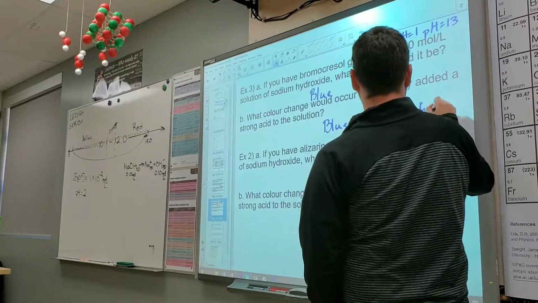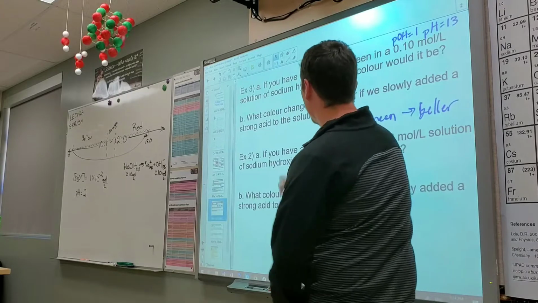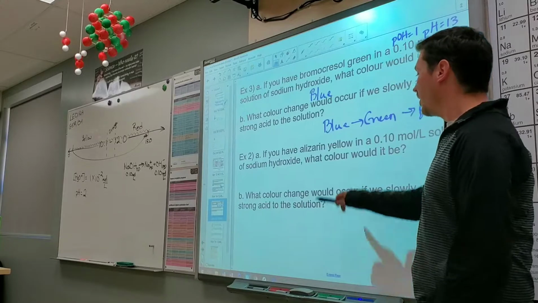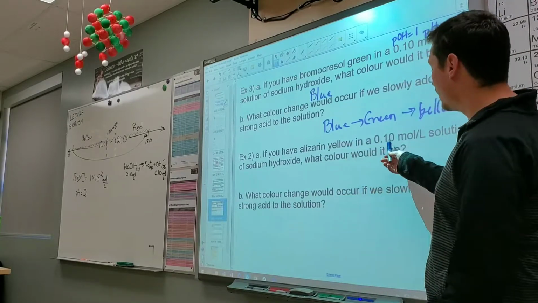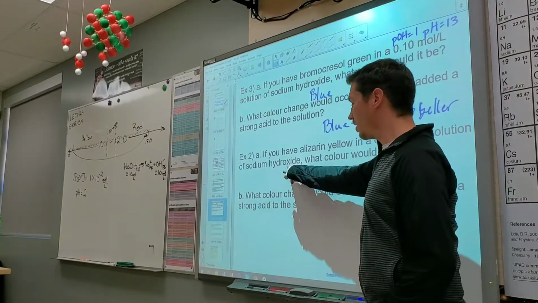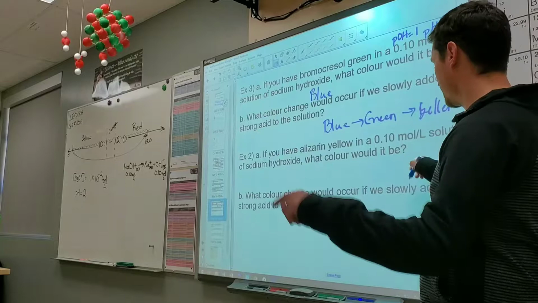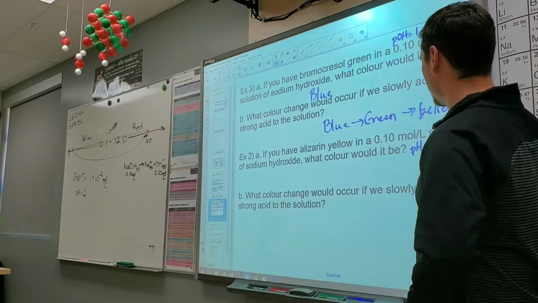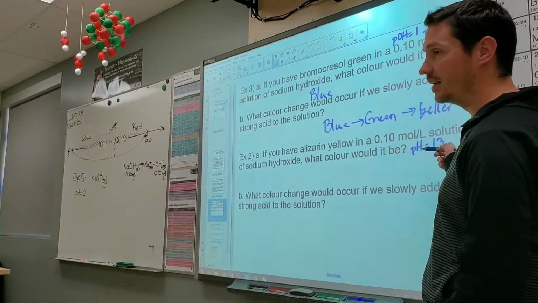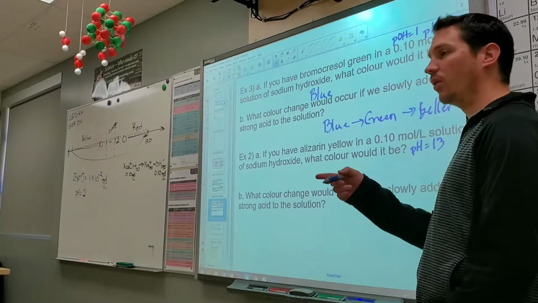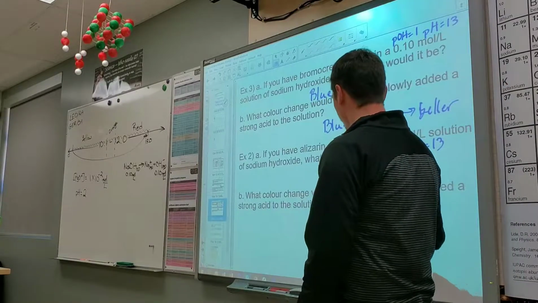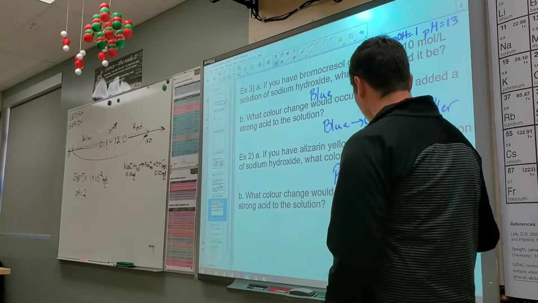If you have alizarin yellow in a 0.1 mole per liter solution of sodium hydroxide, this much hydroxide is a POH of 1, which means it's a pH of 13. So what color are we going to start out as? We're going to start out as red, right? And it's going to go more orange, and then it's going to go yellow. So red, orange, yellow.